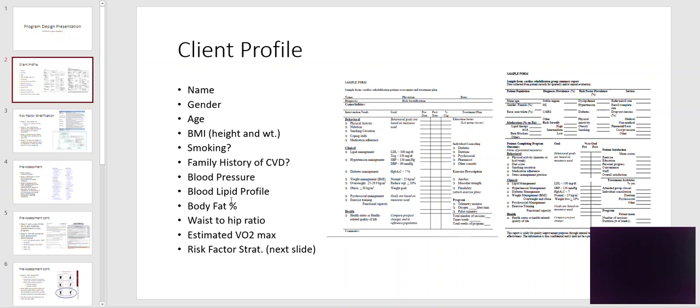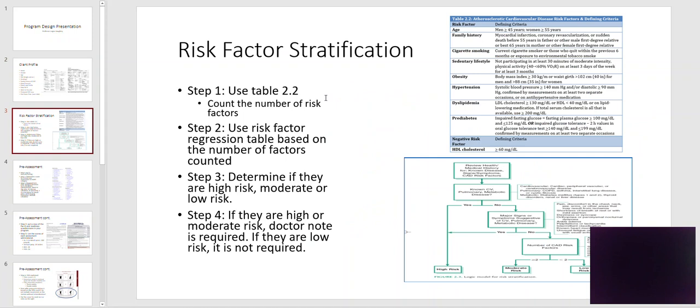Once you have some of their baseline information, body fat percentage and waist to hip ratio, the next step is to do their risk factor stratification. Until you do this, you can't proceed with any exercise prescription. I give you a step-by-step guide on how to go about using these tables and administering it to your client.